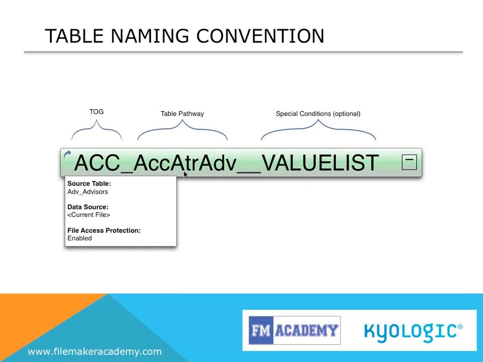In this case, we're going from accounts to account transactions to advisors. And if you have special conditions, in other words, it's not a standard parent-child relationship, meaning a foreign key, primary key relationship, then you can put in here, hey, this is actually not your conventional. This is actually built to support, say, a value list.